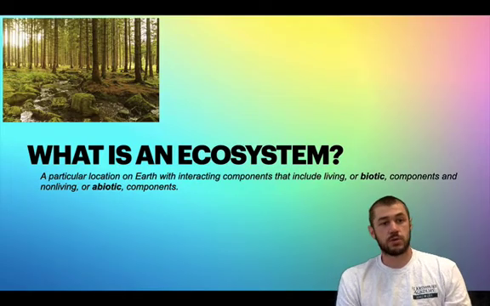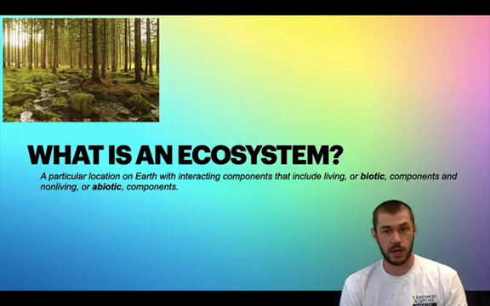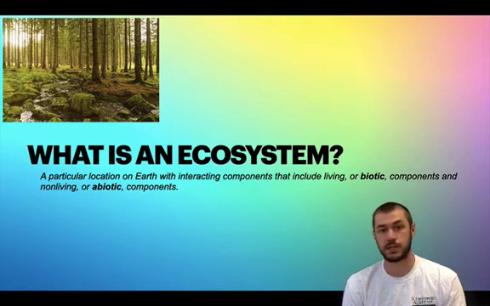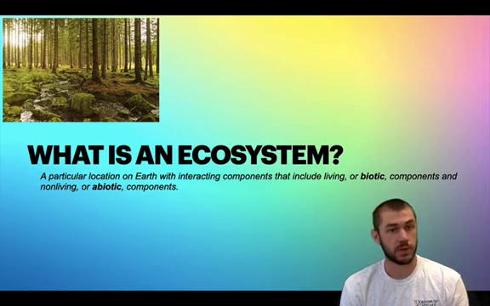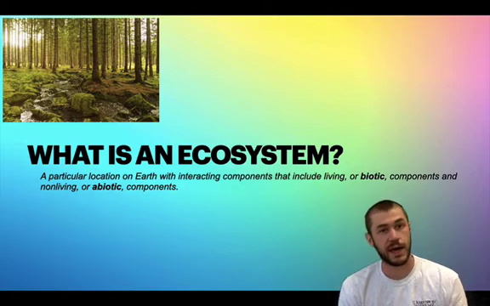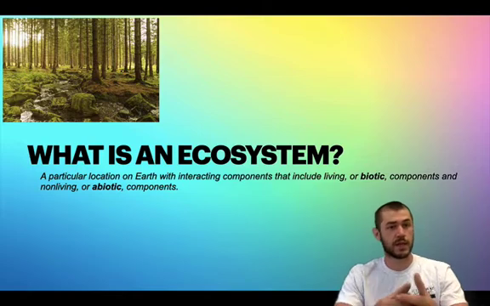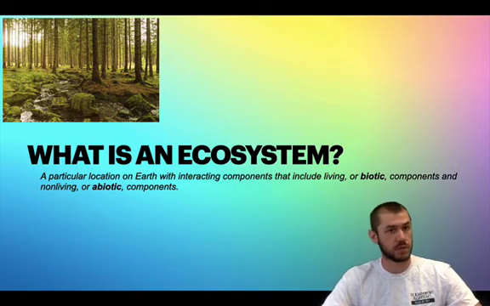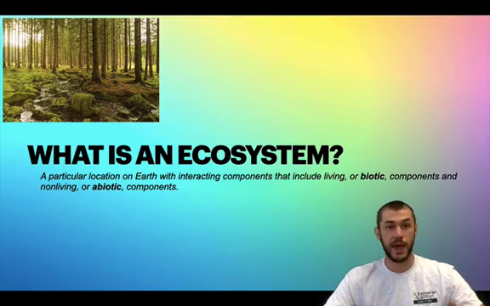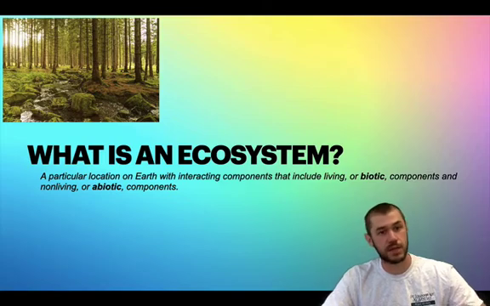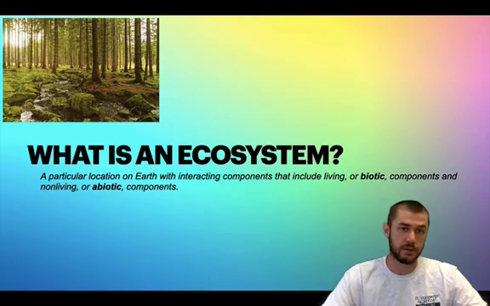We're going to really dig down and talk about ecosystems here. So an ecosystem is a particular location on Earth with interacting components that include living or biotic components and non-living or abiotic components. So the picture that I have here is a forest ecosystem. And within that ecosystem, there's a stream, there are trees, there's rocks. The air within the forest is also part of that ecosystem. So all of the biotic, the living things, and abiotic or non-living things would be included.